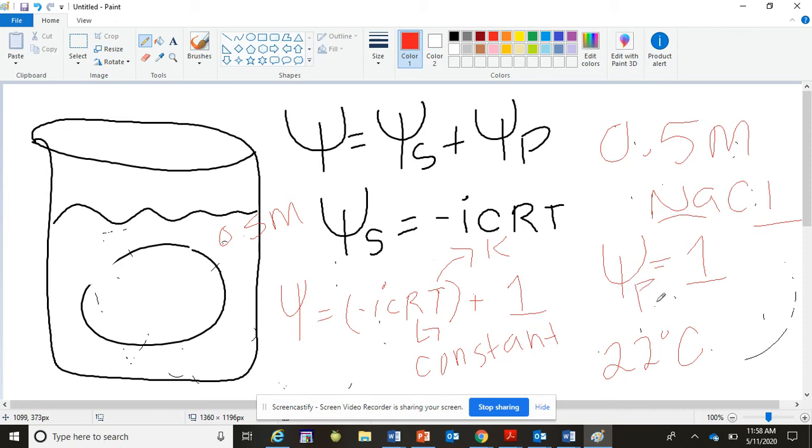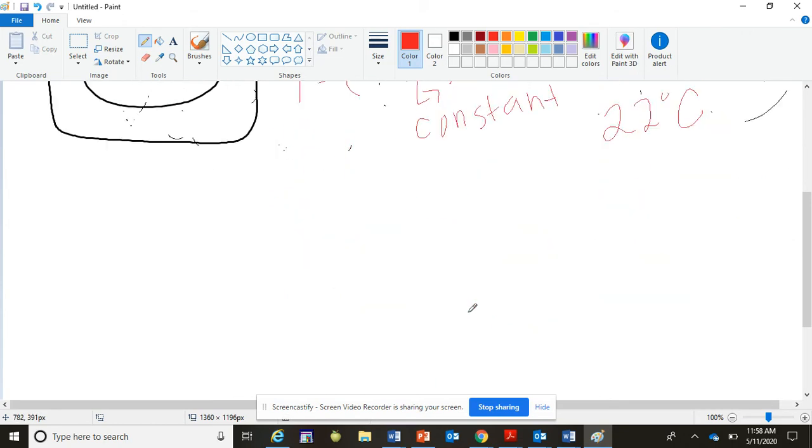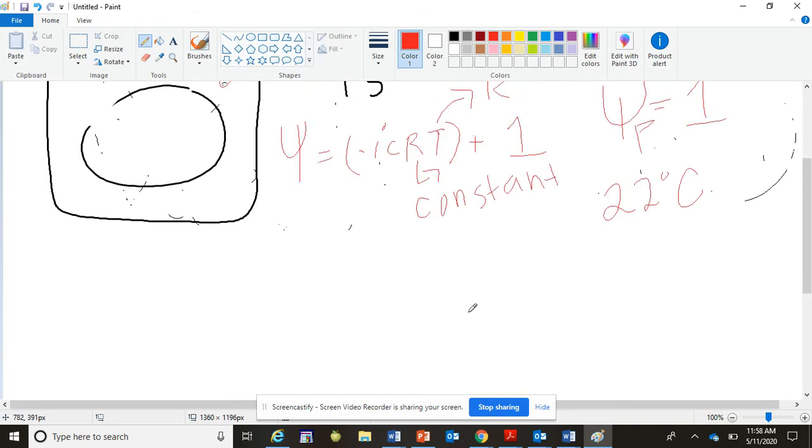Okay, so what do we do with this information? So we actually need to plug this stuff in. So if the solute potential, sorry, I shouldn't have done that.